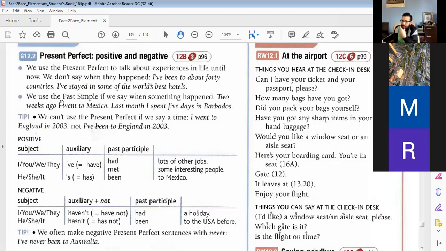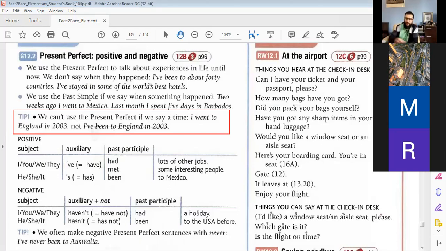Okay, النقطة الثانية we use the past simple if we say when something happened. فالتفاصيل اللي لها علاقة بالماضي حنغيره لل past simple. شوفوا مثال هنا يعني استعمال خاطئ لل present perfect. Can you read this on the media please? What does it say? Okay. We can't use the present perfect if we say a time. I went to England in 2003. Not I have been to England in 2003.